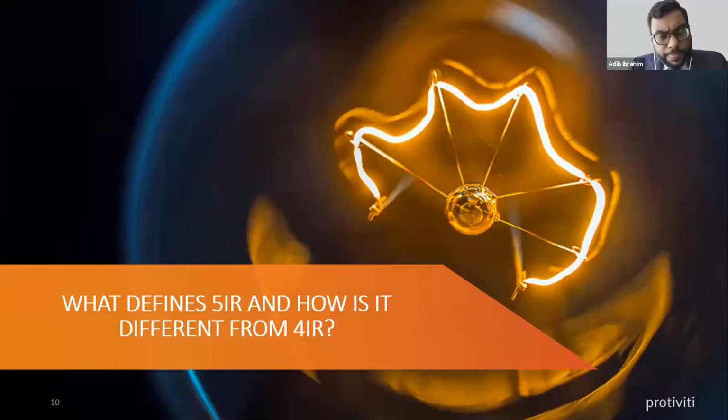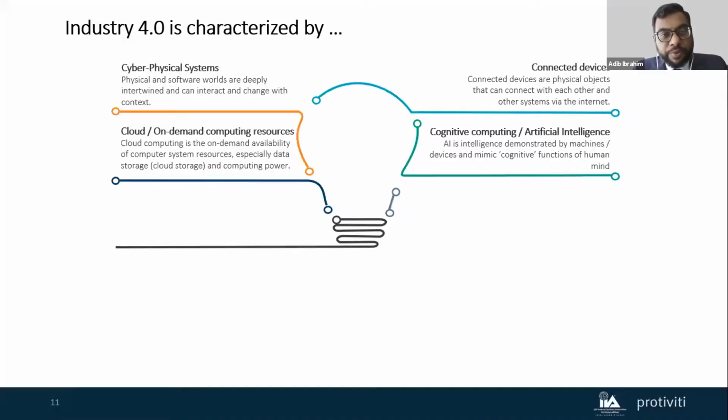So, deep diving a little bit more around what defines the fifth industrial revolution and how it is different from the previous one. Among the number of characteristics of the fourth revolution, I would probably put down four as primary characteristics of 4.0, particularly in the last 15 to 20 years.